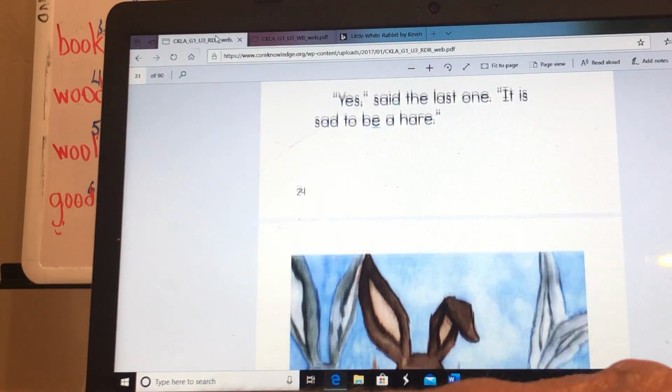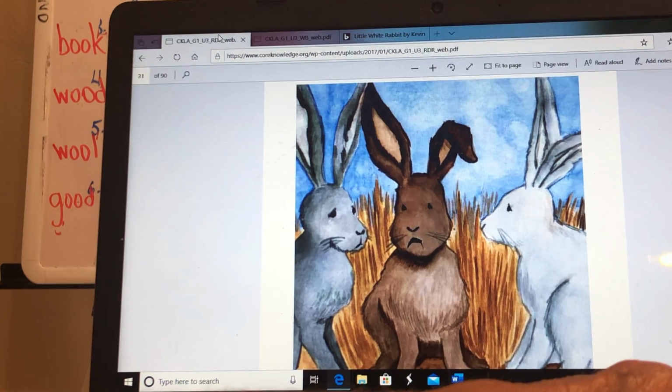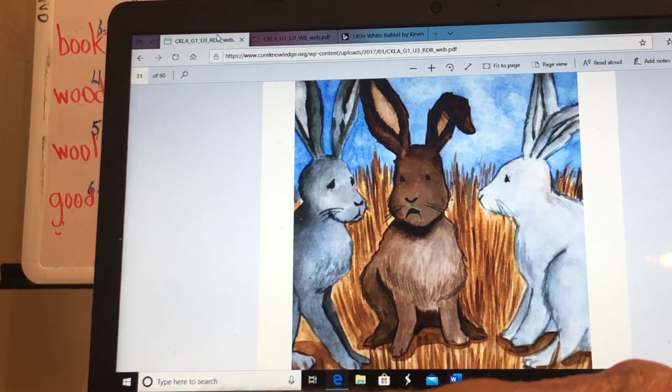So they thought because they were hares they were not brave. So there they are. We know the word for hares is rabbit.